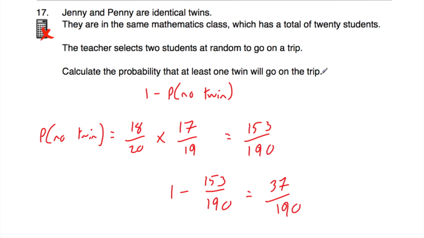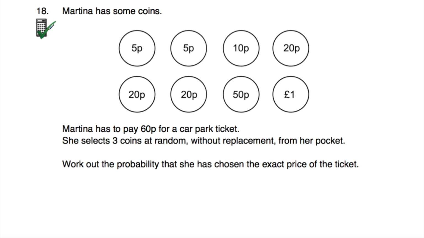Okay, let's look at our next question, question number 18. Okay, so question number 18, it says Martina has some coins. So she's got a 5p, a 5p, a 10p, a 20p, a 20p, a 20p, a 50p, and a £1 coin. And Martina has to pay 60p for a car park ticket. So she's got to pay 60p for a car parking ticket. And she's going to select 3 coins at random without replacement from her pocket. So she's going to pick 3 coins at random from her pocket and without replacement.